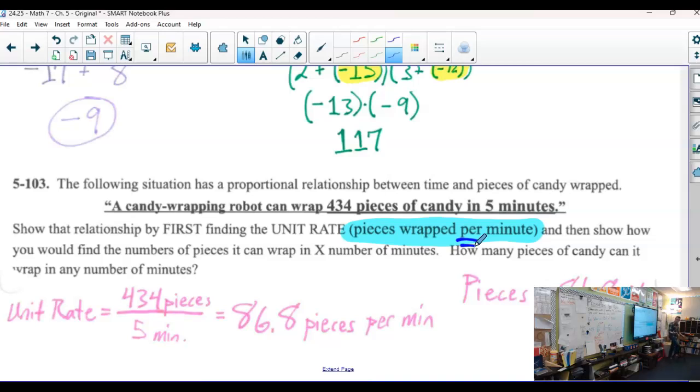So we do the pieces divided by the minutes, and then on your paper, it asks you to figure out how many for 12 minutes. Anyone able to tell me how we could figure out for 12 minutes, Clayton? Times 12. Yeah, take this, because that's your for every single minute, and do it times 12. You get like 1,000 something.